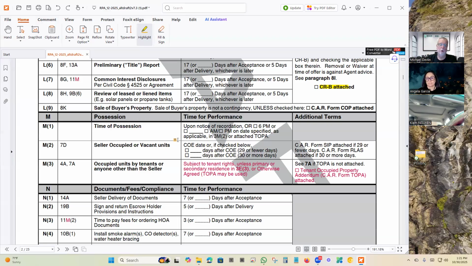Seller occupied or vacant units, close of escrow date, or so many days afterwards. So what this would want to trigger is the SIP form. There's now a new advisory. I'm going to spend some time talking about that in another class. Not today. Occupied by tenants.